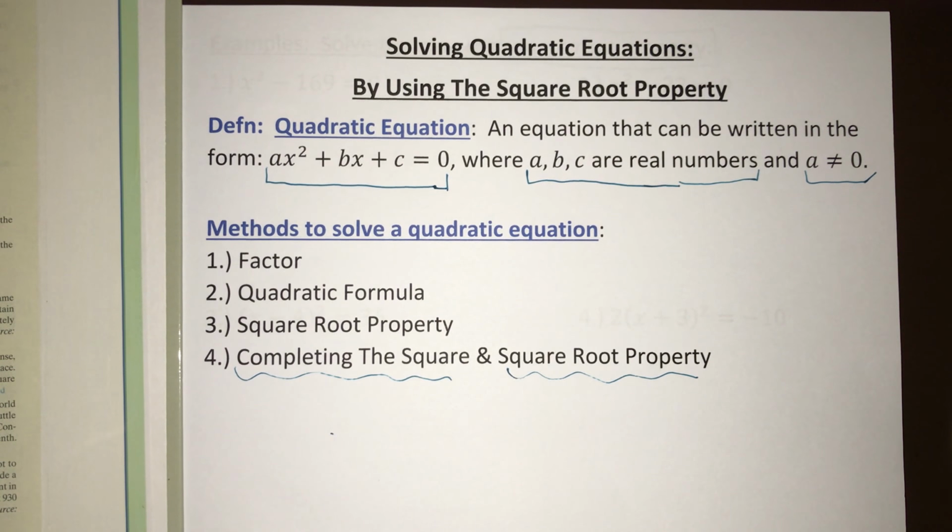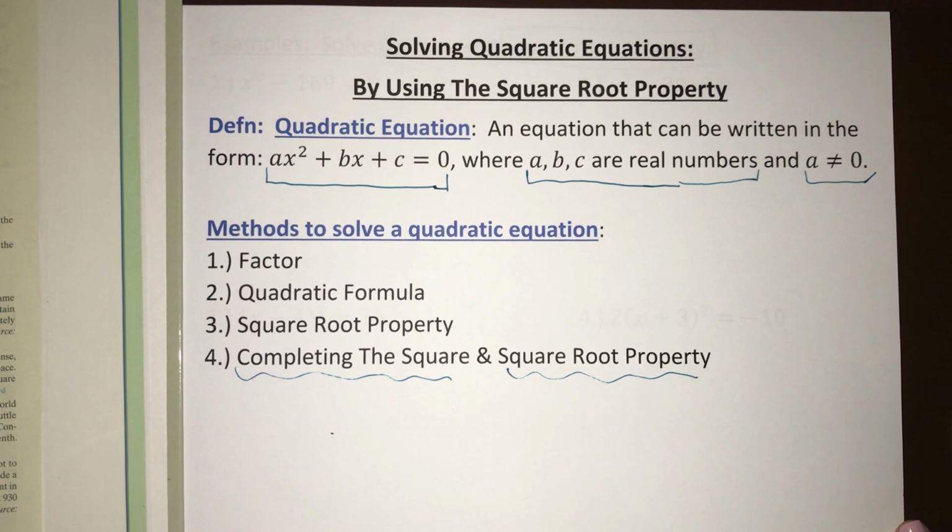In this video, we're going to look at solving quadratic equations by using the square root property. This is the first of two videos. In the second video, we're going to look at completing the square and then using the square root property. So this first page is a page of notes.